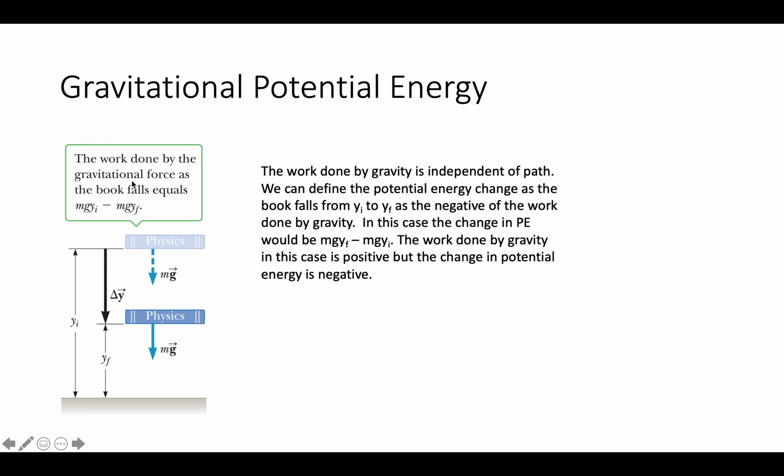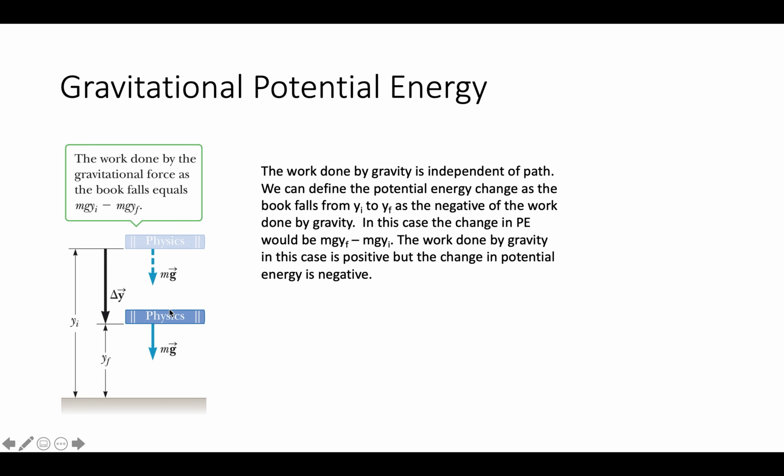So for example, the work done by gravity as this thing falls is mg times delta y. And mg delta y is mg times y initial minus y final. Delta y is y initial minus y final. And so the work done by gravity is that much. And we're going to define the potential energy as just the negative of that. So the more positive work is done by gravity, the more potential energy I lose by the same amount. So the work done by gravity is equal to the loss in potential energy.